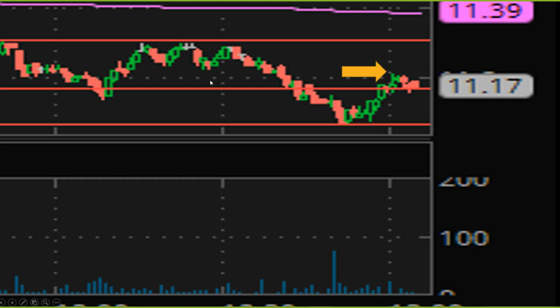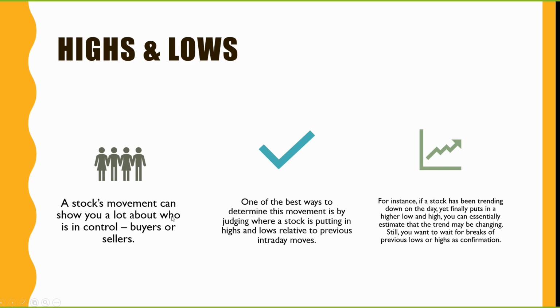Okay, so yeah, you can see I'm letting it test this level here. It never really broke clean. It's still holding. I maybe should have adjusted the risk here, but I can let it test. We can go to the next topic here, which is highs and lows in trading.